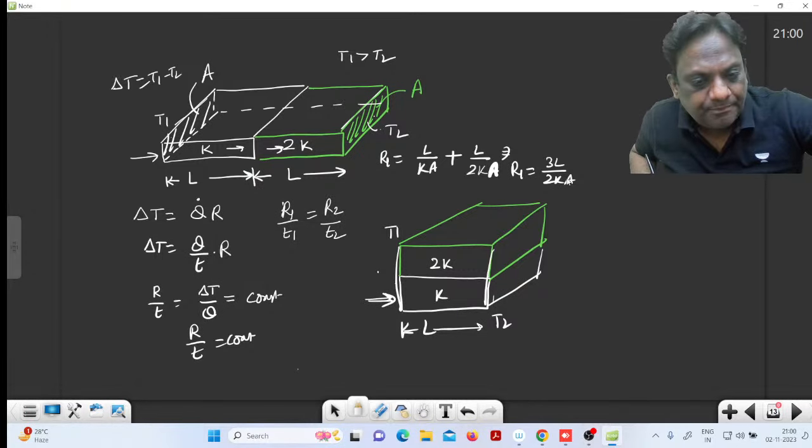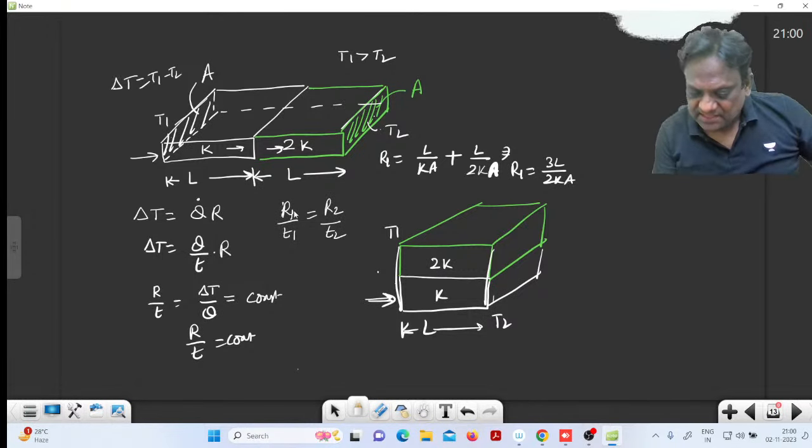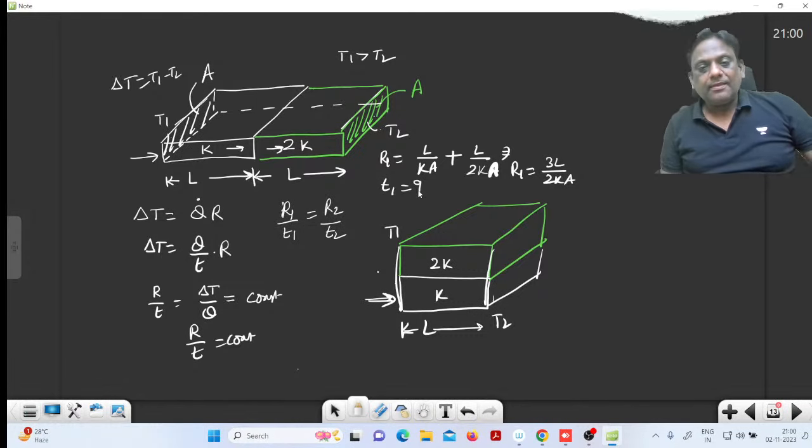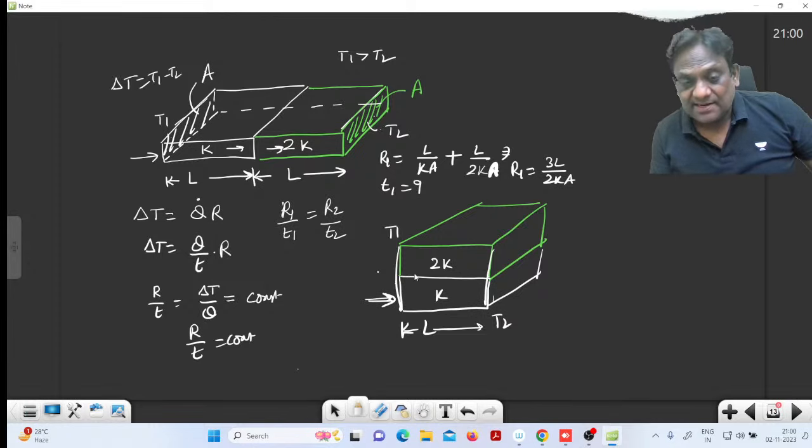Anyone, is there any problem? Anyone? Very good, sirs. It is the first resistance. Now already the first time is given as 9 seconds. Can you tell me what is the second resistance?